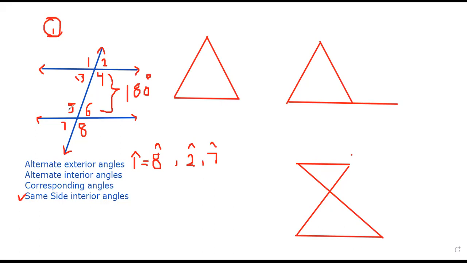Equal, I don't really remember. Hey guys, 3 and 7, they should be equal in measure. They should be congruent. 3 and 7, sorry, right? And what else? 2 and 6. They are corresponding.